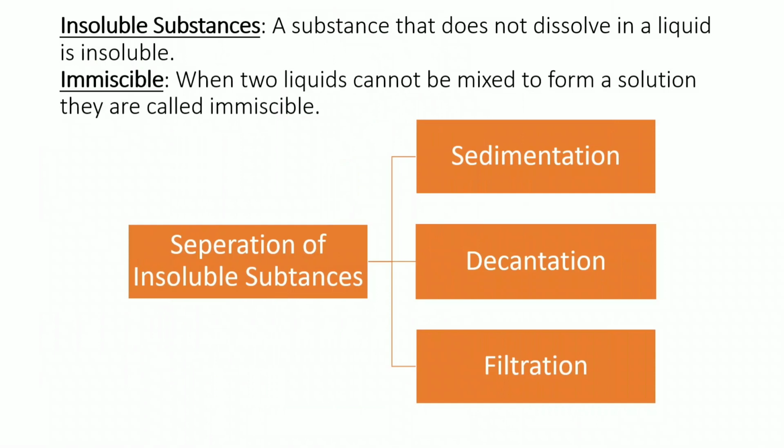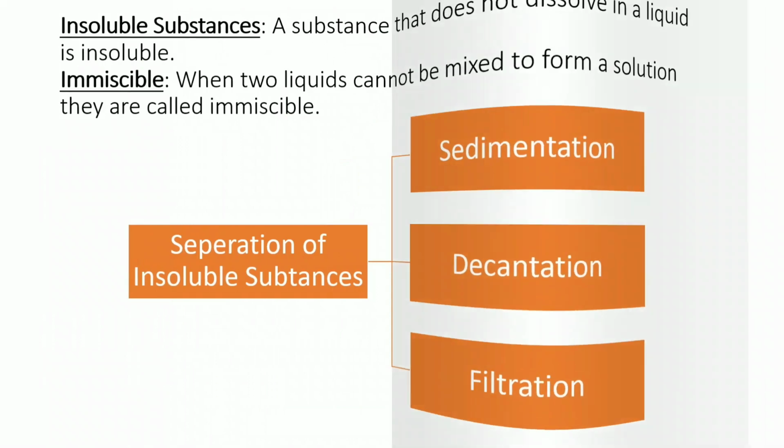So the next topic is insoluble substances. A substance that does not dissolve in a liquid is called insoluble. Immiscible: when two liquids cannot be mixed to form a solution, they are called immiscible. So first we see the separation of insoluble substances. There are three processes by which insoluble substances get separated. First is sedimentation, next is decantation, and third is filtration.